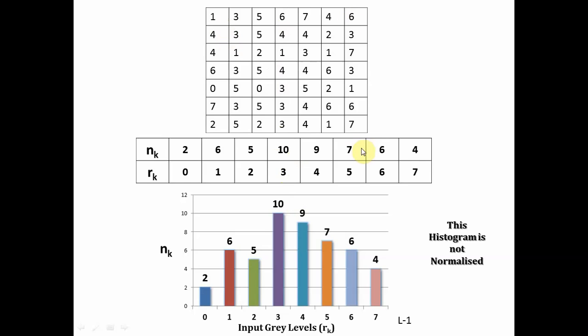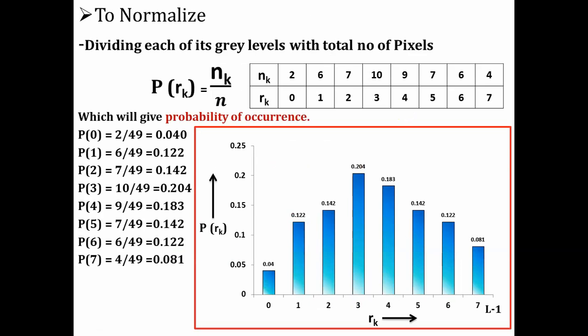If you have an m into n size image, here m is 7, so this image is 7 by 7, which is 49. 49 is the total number of pixels in the image, and you divide the number of pixels by 49, so it gets normalized. So what is the advantage of normalizing? I will show you. To normalize, you divide the number of pixels by the total number of pixels.